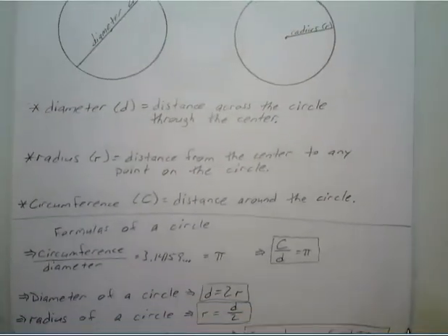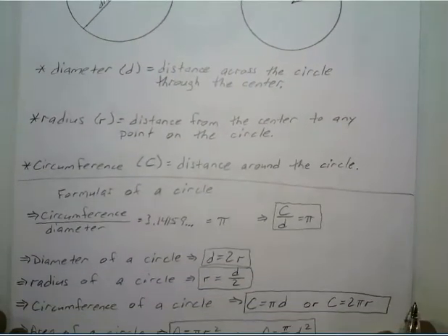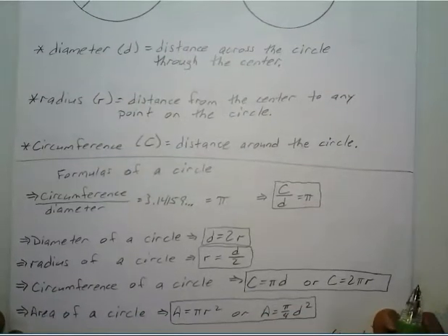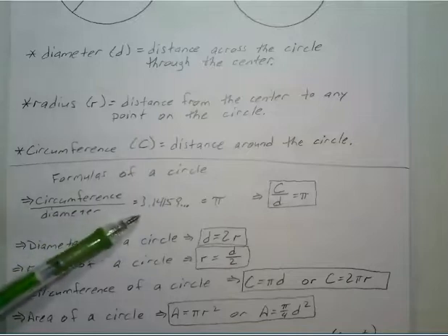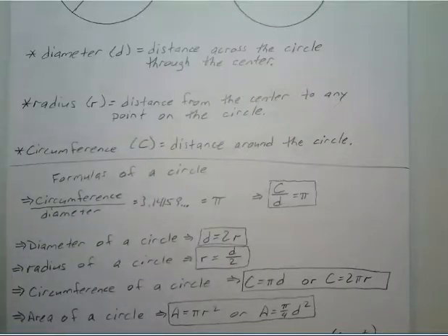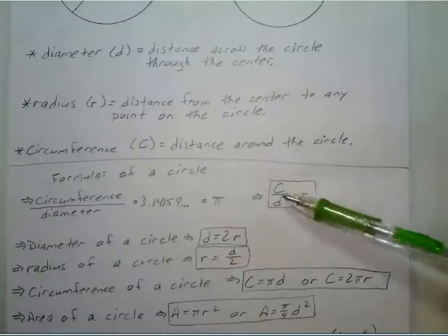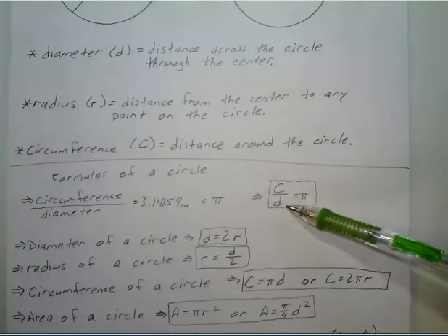Okay, so I'm just going to go up here. And these are your formulas for a circle. Now, if you have your circumference divided by your diameter, that's always going to equal 3.14159, and it'll go on forever and ever, or you might know that as pi. So pi is just equal to the circumference of a circle divided by its diameter.